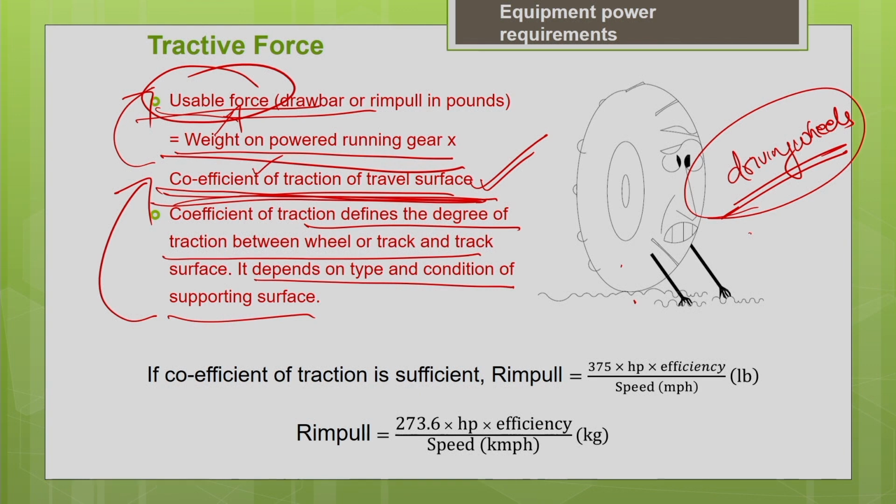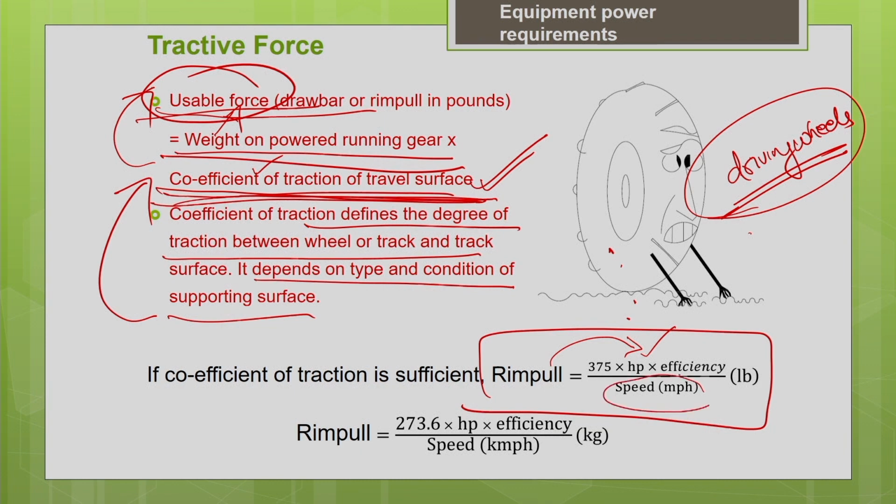If there is proper traction, sufficient traction between your wheel and the ground, in that case your rim pull can be taken as a function of the horsepower of the machine. Using this simple relationship, you can directly estimate the rim pull if you know the horsepower given by the equipment manufacturer, and you should note that it is an inverse function of speed. Rim pull and the speed of the machine are inversely related.